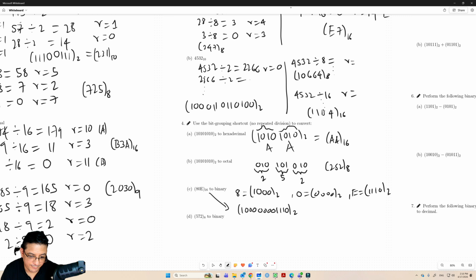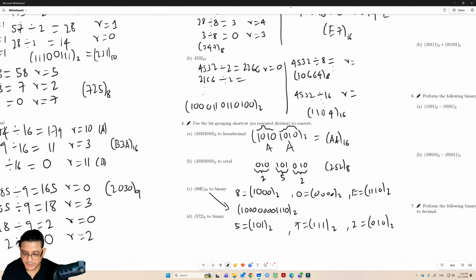Now this 572 on base 8 to binary, we can just rewrite in terms of what each of these numbers represents on base 2. So 5 is just going to be 1, 0, 1 on base 2. 7 is just 1, 1, 1 on base 2. And 2 is just going to be 0, 1, 0 on base 2.